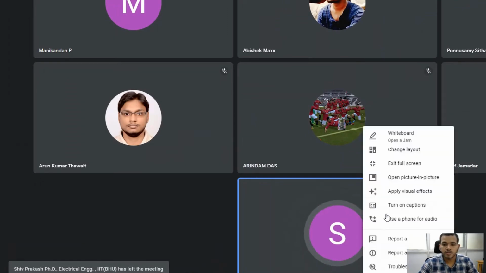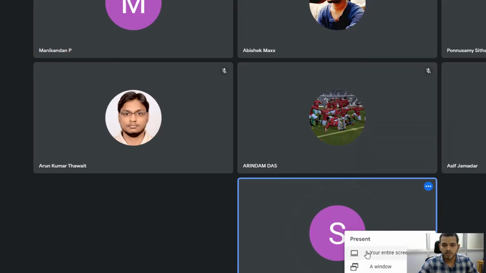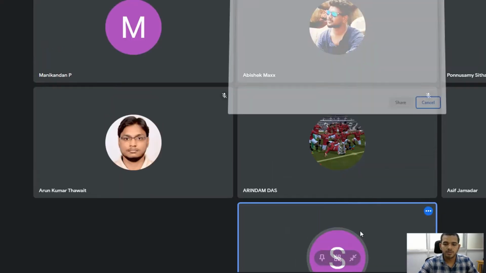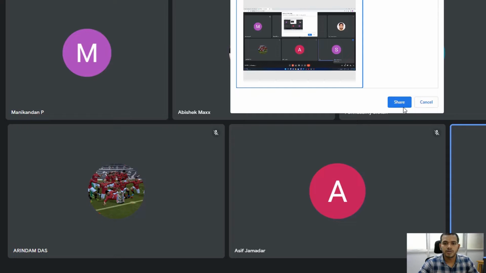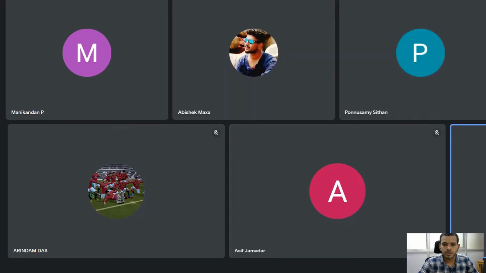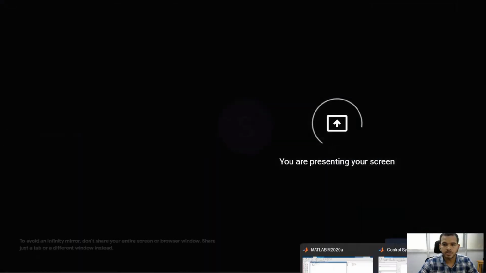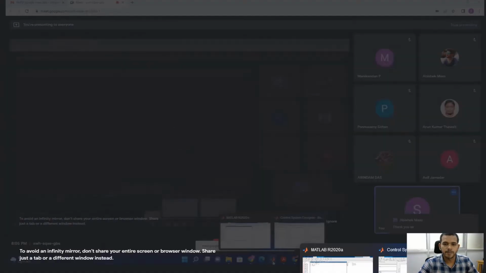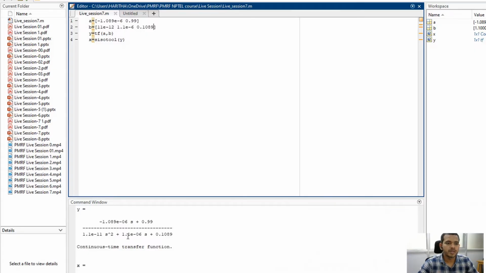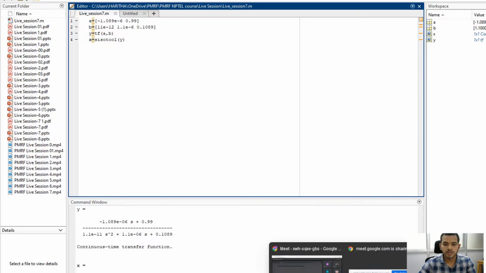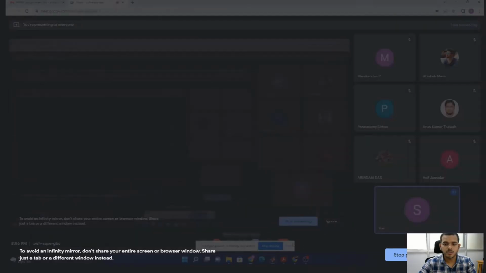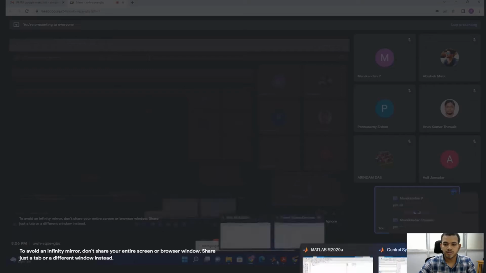Okay, I will show you. I will send you a video link of this. Don't worry. Here is the transfer function of this. I already drew it here. Everyone see, this is my screen visual. Okay.